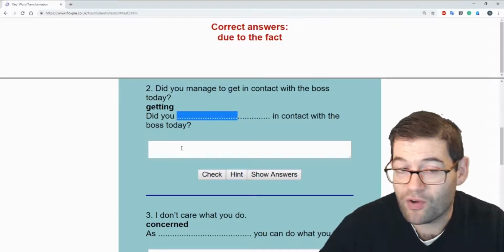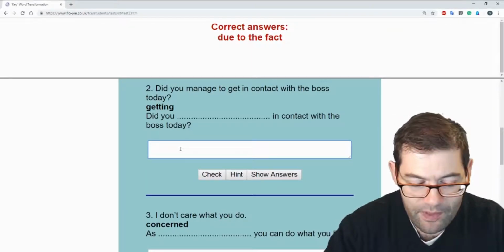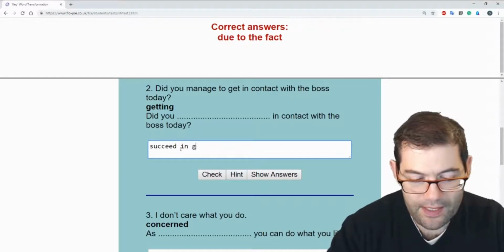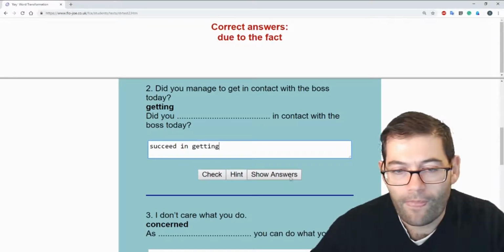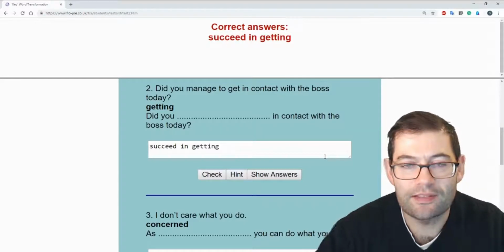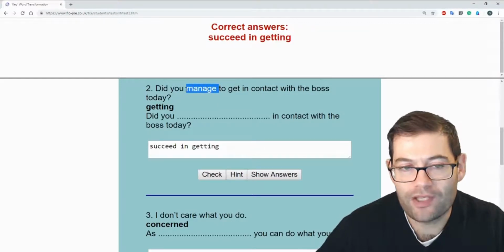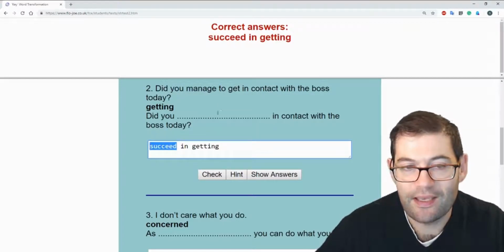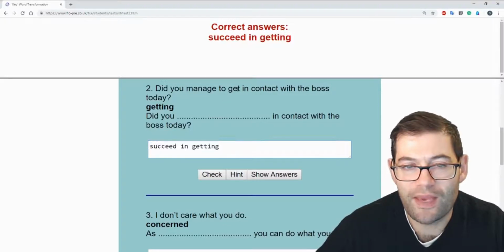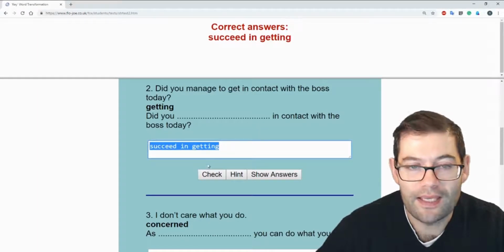Now this is a tough question for FCE level, but the answer that we're looking for here is succeed in getting in touch. So did you succeed in getting in contact with the boss today? So we had to think of synonyms for manage, which is succeed, and we also have to bear in mind structures with gerunds. Here you can see manage is followed by an infinitive, whereas succeed is followed by a gerund.